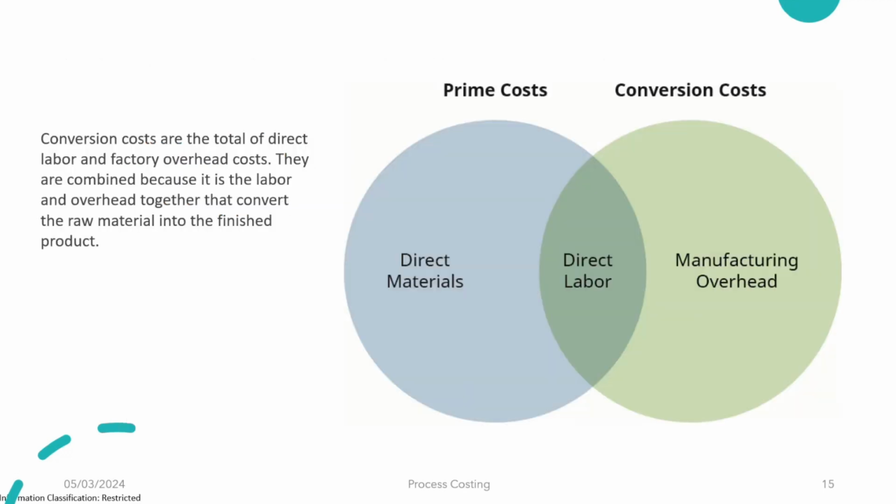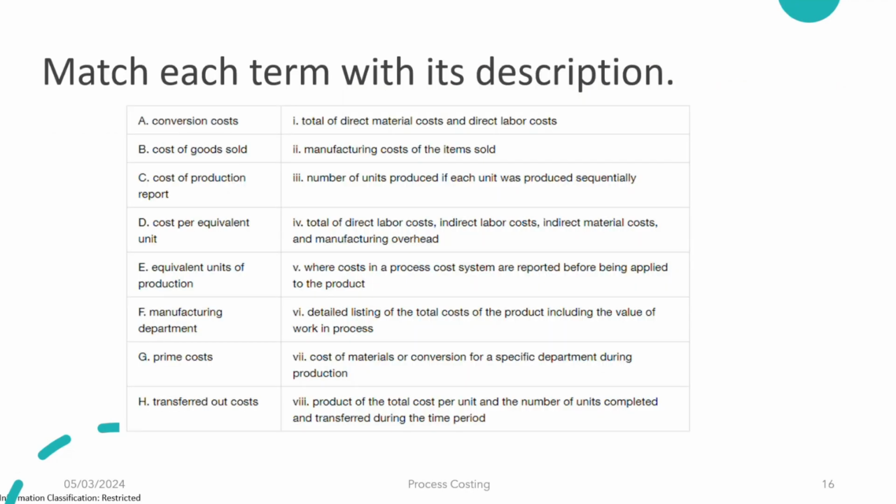So this was the conversion costs slide we have studied. So basically it is the total labor cost plus factory overhead. Can you see what cost of goods sold is? Cost of materials or conversion for a specific department during production. This actually is cost of goods sold, called COGS. So it's B to 2, okay, B to II.